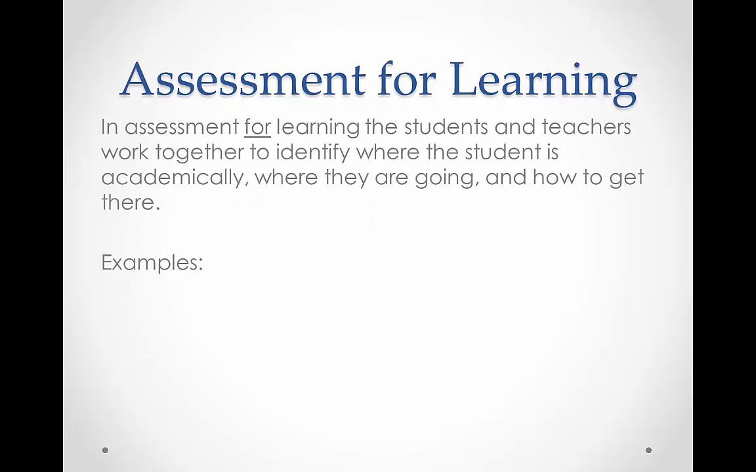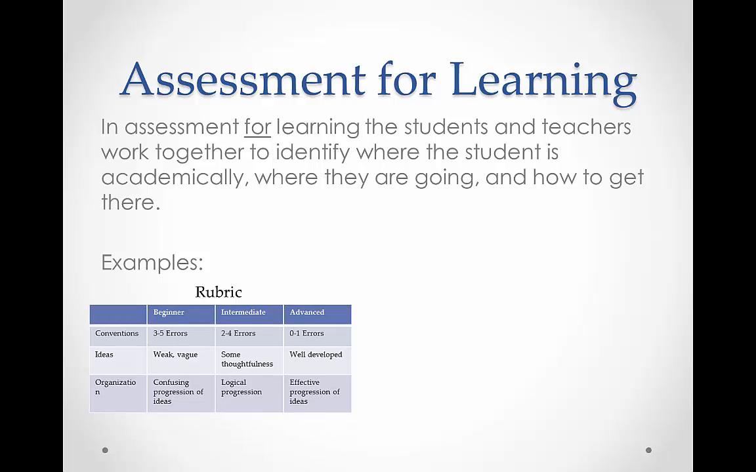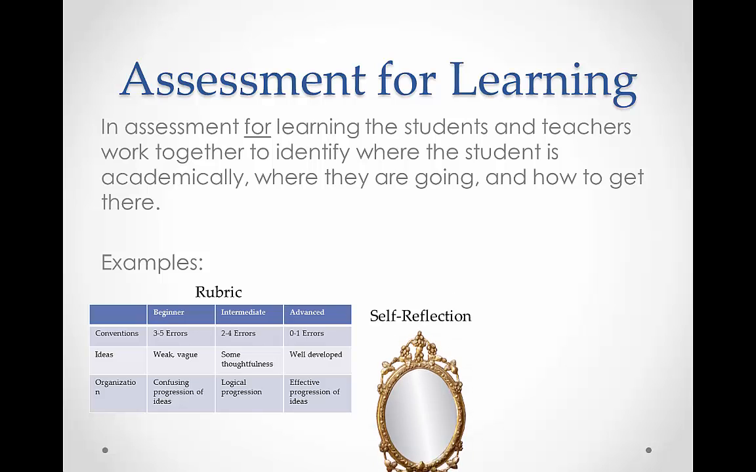So let's look at a few examples of different types of assessment for learning. And remember, assessment for learning is gathering information in order to provide descriptive feedback specific to learning targets. Rubrics are great for this because they actually have the learning target in one of the columns and different levels of quality for each learning target, so the students know exactly what their goals are for a specific assignment.